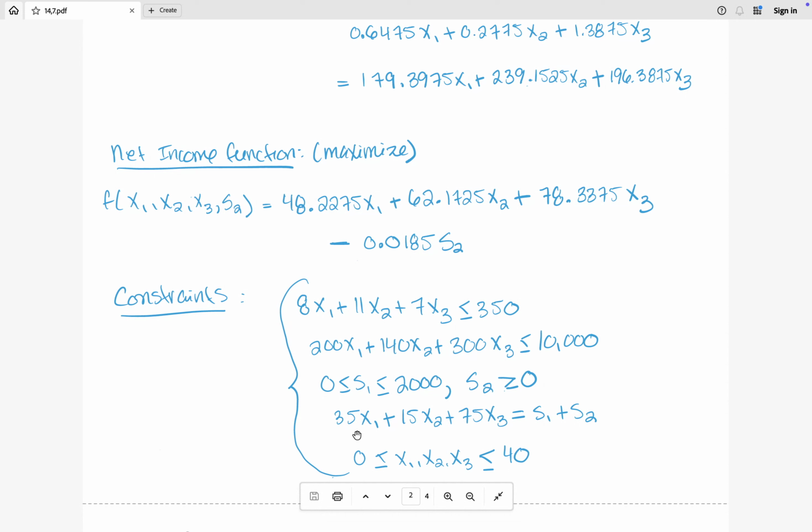And so then your total side product, because we're going to get 35 pounds per hour for process 1, 15 pounds per hour for process 2, 75 pounds per hour for process 3, those have to equal S1 plus S2. So that allowed me to go into my net income function and subtract off solely what would be made for S2, which is the overage, anything over 2,000 pounds.